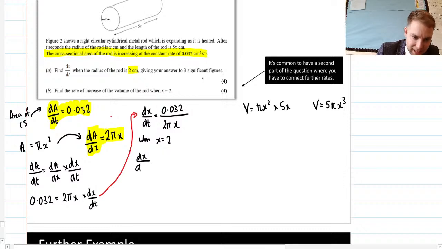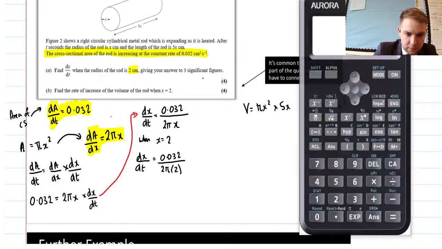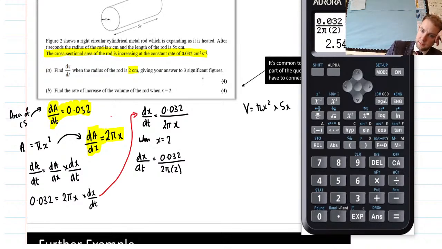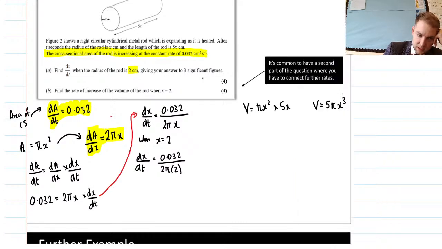dx by dt is equal to 0.032 divided by 2 pi times by 2, which is equal to, let's work out what that is. Fraction button first, 0.032 divided by 2 shift pi times by 2, which is equal to... annoying, I'm going to write it down and then I'll change it in a second.